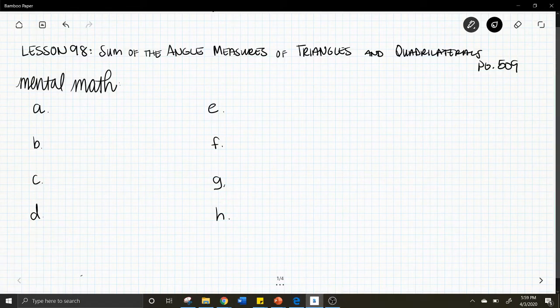Okay, we're going to start lesson 98 today. We're going to learn about the sum of the angle measures of triangles and quadrilaterals. And that's pretty wordy, but believe me, it will be very simple, so don't worry. I would like for you guys to make sure you're on page 509 so we can do the mental math together. So turn to page 509.